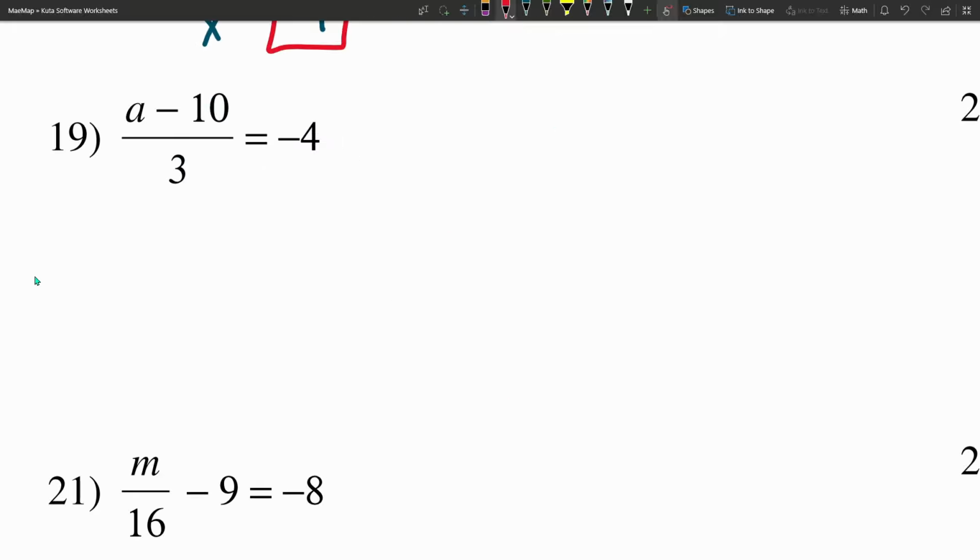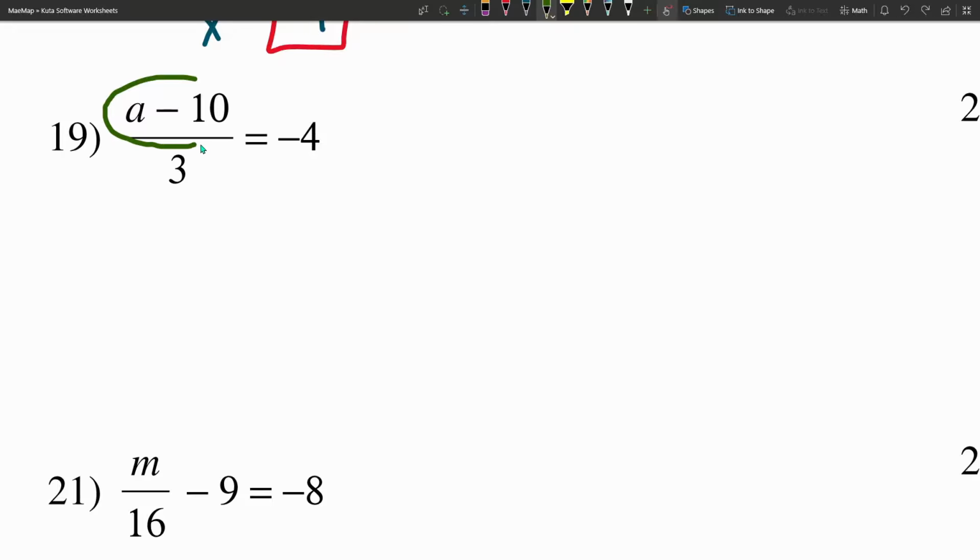So just to switch things up a bit, let's think about number 19 without even doing any work. If this right-hand side has to equal negative 4, and we're dividing this numerator by 3, what's the only number divided by 3 that gives us negative 4? Well, it's got to be a negative, right? So we know that our numerator is negative. And what divided by 3 gives us 4? That's 12. So negative 12 divided by 3 gives us a negative 4.